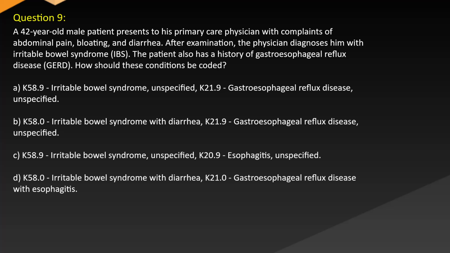Question 9. A 42-year-old male patient presents to his primary care physician with complaints of abdominal pain, bloating, and diarrhea. After examination, the physician diagnoses him with irritable bowel syndrome (IBS). The patient also has a history of gastroesophageal reflux disease (GERD). How should these conditions be coded?